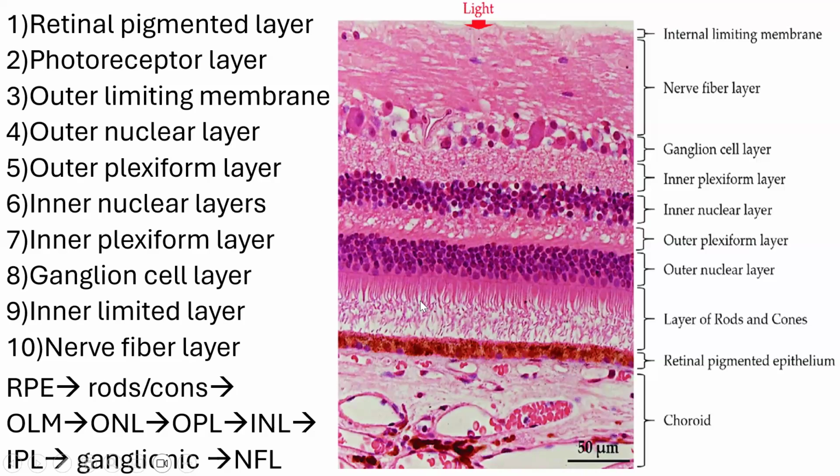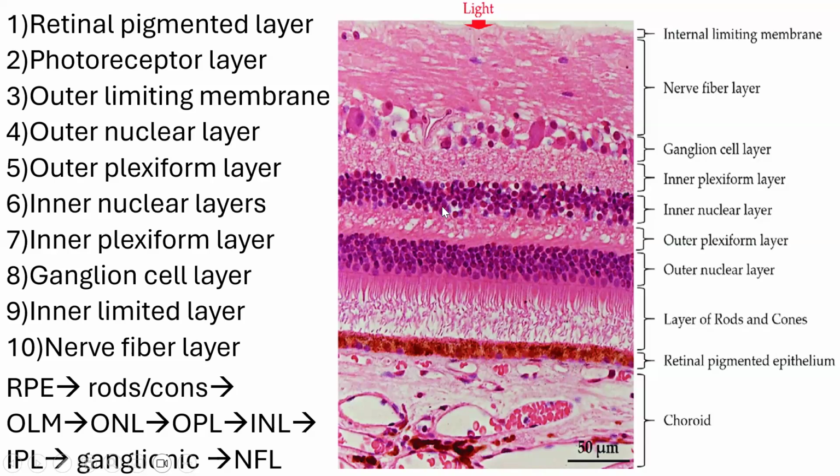We have the retinal pigmented layer, then the photoreceptor layer, which is the rods and the cones. Then you have the outer nuclear layer. It is outer and it has nuclei, so outer nuclear. And then plexiform is where we have the synapses, because this is the inner neural layer. Neurons make synapses, so we have synapses happening here. So plexiform layers are the synapses.